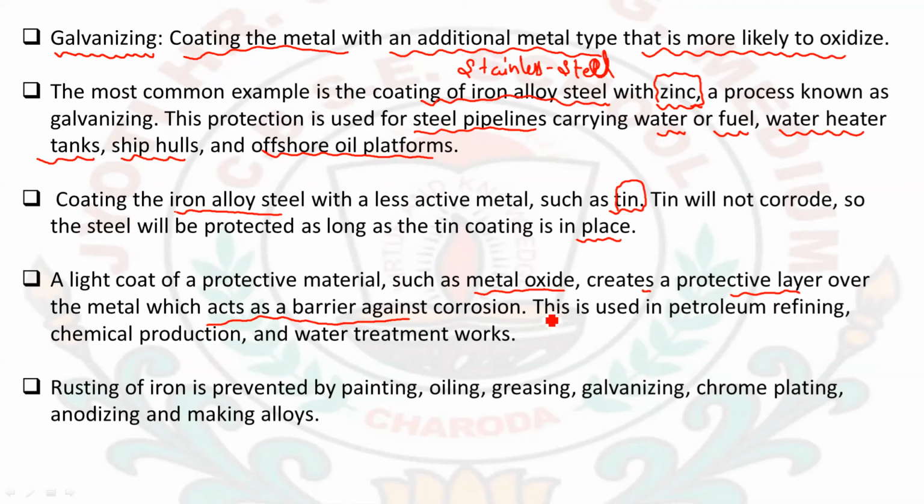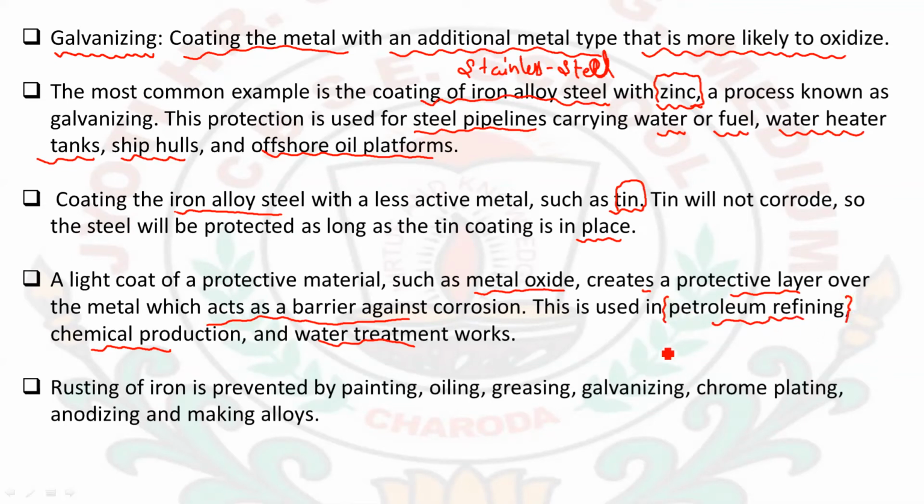This type of thing can also be seen. It is generally used in petroleum refining, chemical production, and water treatment, because some of the metals are reactive to some general processes. So in order to prevent that, we provide a metal oxide layer. As you know, corrosion is nothing other than oxidation of metal. So if we provide a metal oxide layer beforehand, no further oxidation can happen. So it helps in some processes, including petroleum refining.